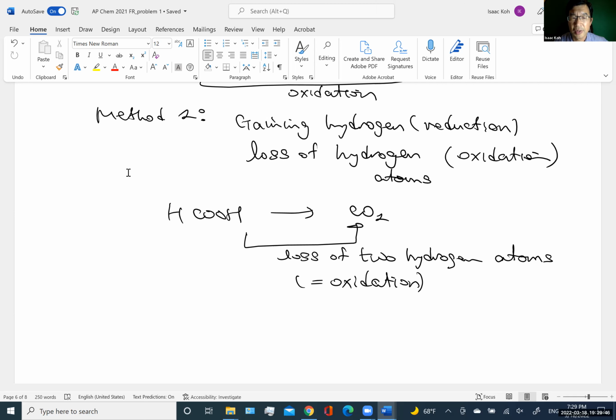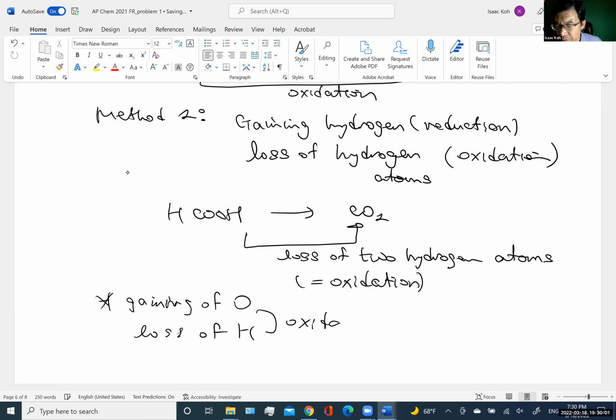So when you see the structure, loss of hydrogen is oxidation, or gaining of oxygen is oxidation. Let me write it here. So gaining of oxygen or loss of hydrogen, they are the case of oxidation. In this case, loss of hydrogen occurs, and we know that it is oxidation. Then the other case is hydrogen must be going through a reduction, because oxidation reduction always occurs as a pair.